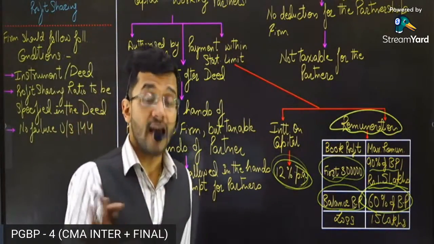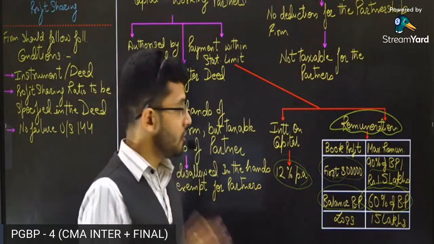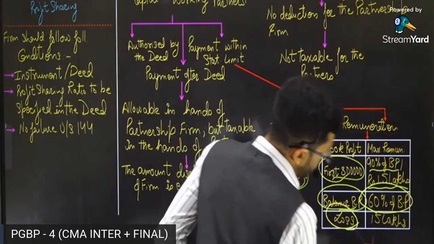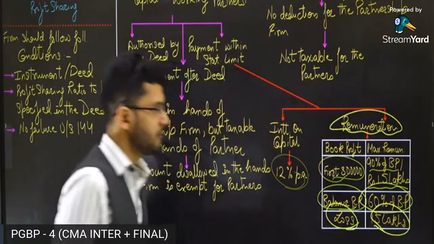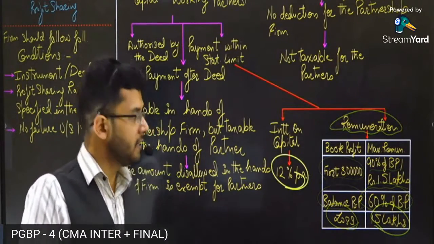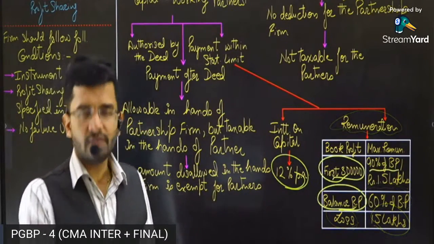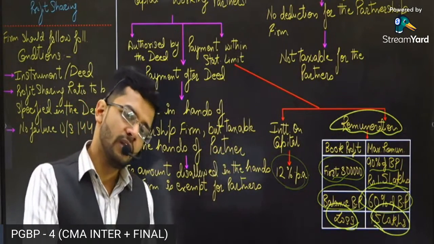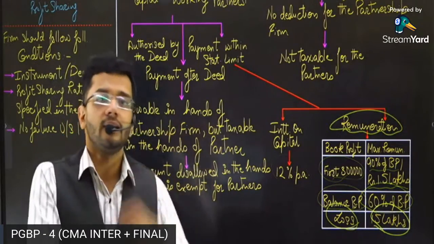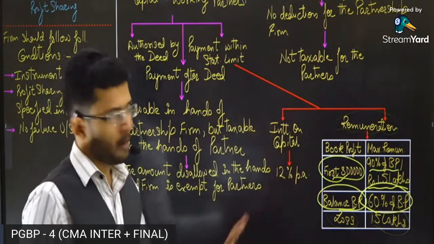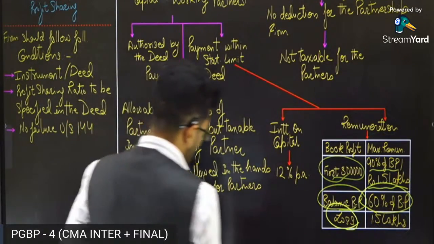Remuneration cannot exceed salary. Remuneration means salary. Salary cannot exceed 60% of the book profits. Then in case of a loss, 1.5 lakhs can be the maximum amount of remuneration which can be paid to the partners. If you pay more than 1.5 lakhs to your partners, then we will disallow that expenditure in the hands of the partnership firm and allow it in the hands of the partner. So that is how the remuneration is limited by statute.